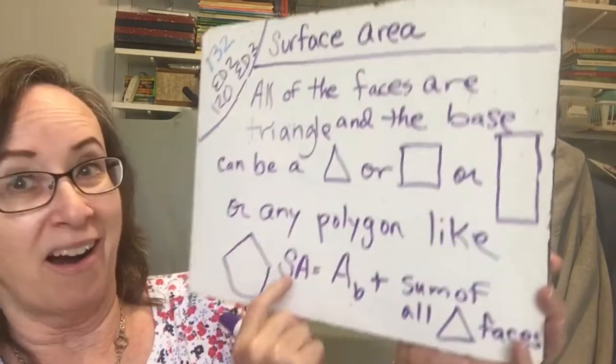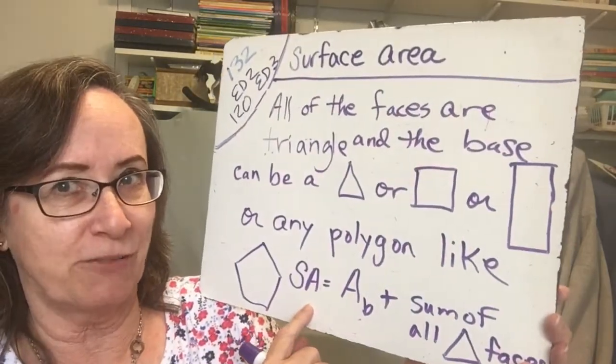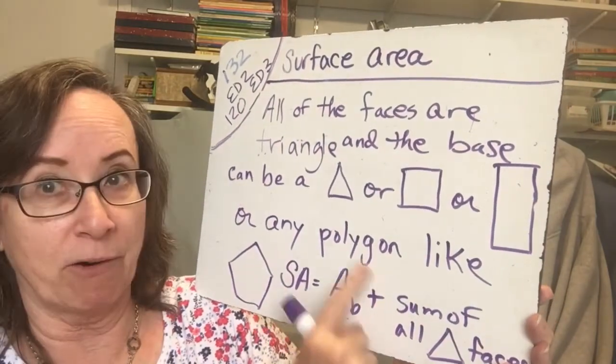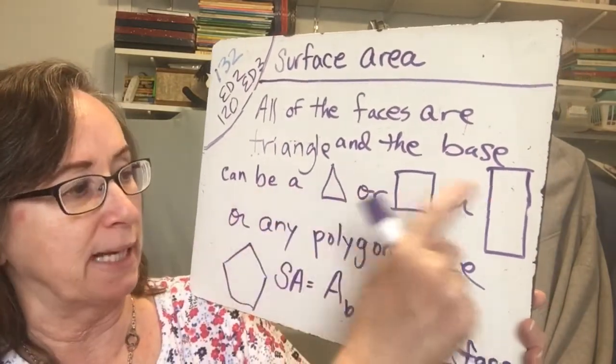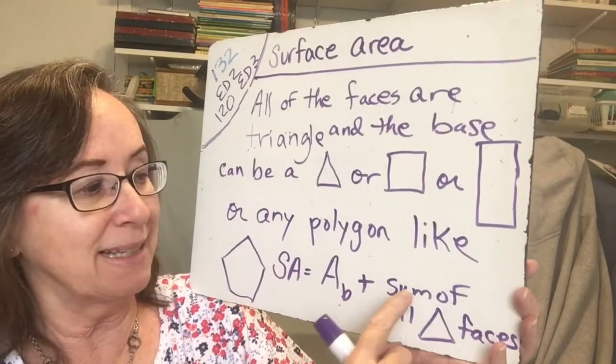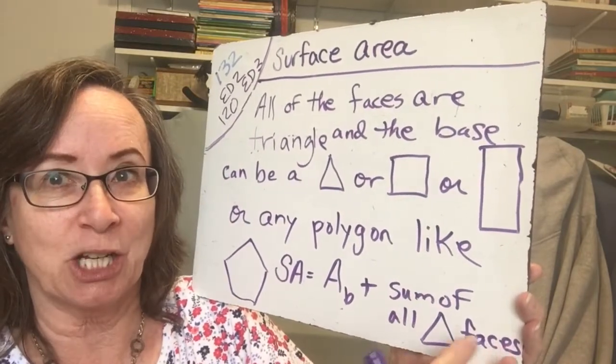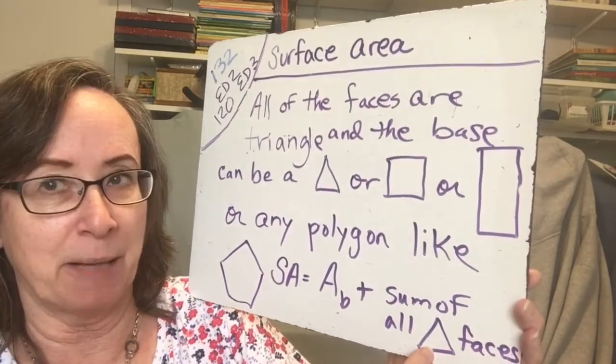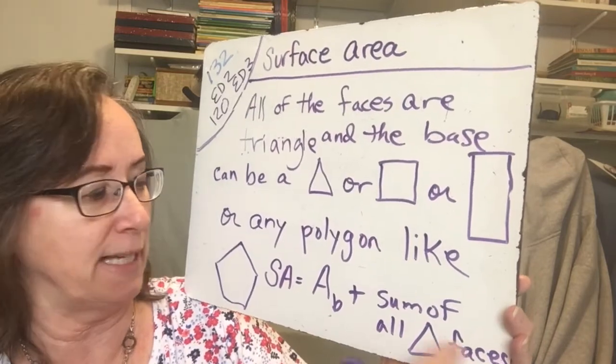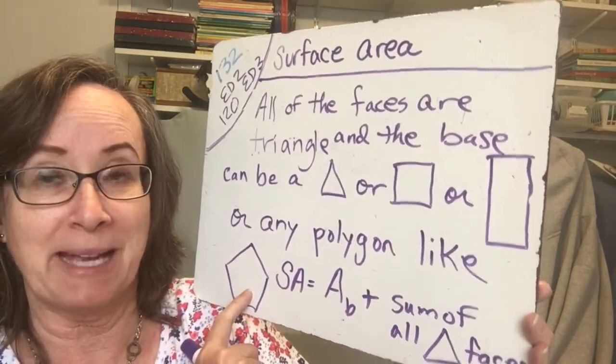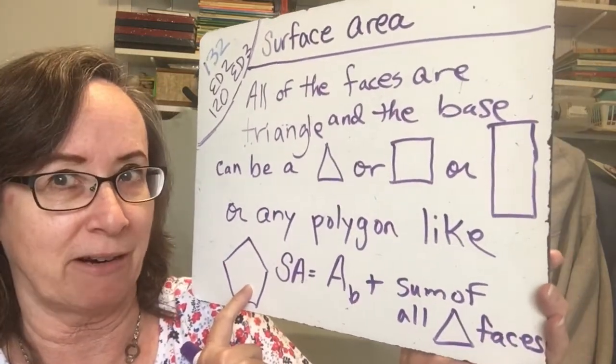And our total surface area will be the area of the base, no matter what shape it is, plus the sum of all the triangular faces. So we have to add up the area of all the triangular faces and then the area of the base, and we will get the total surface area.